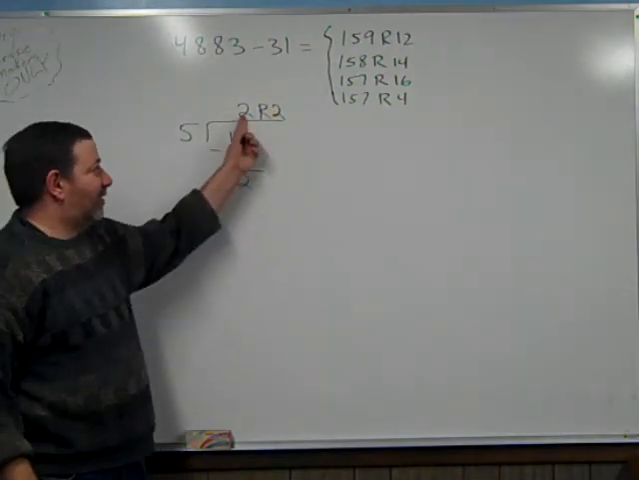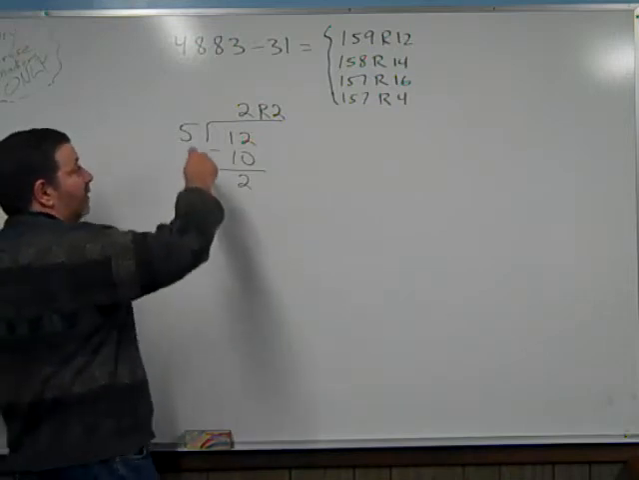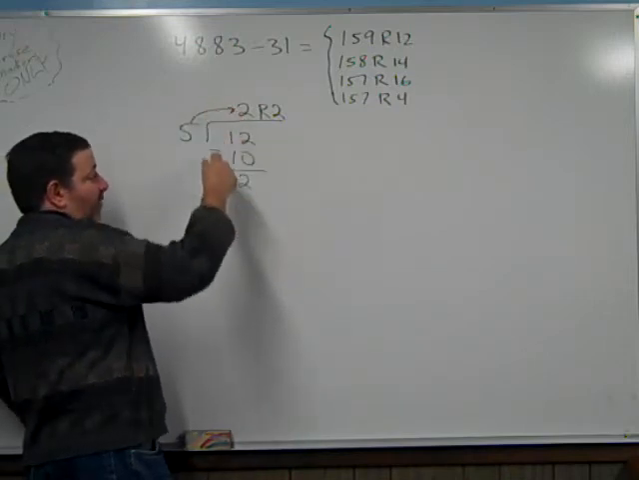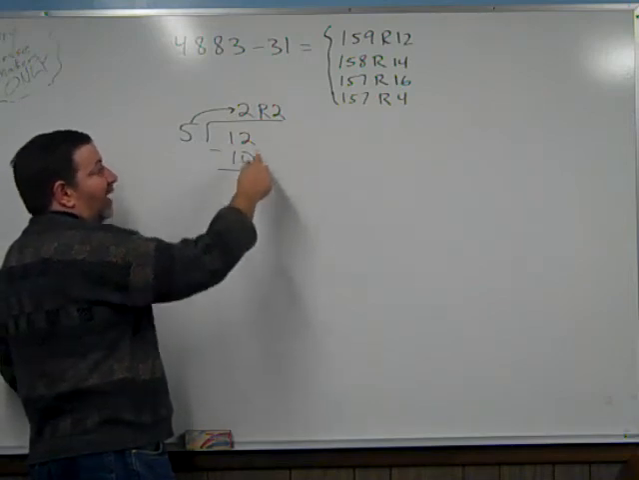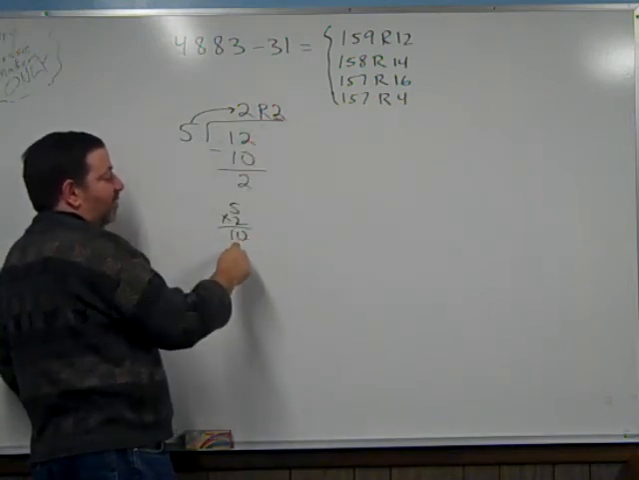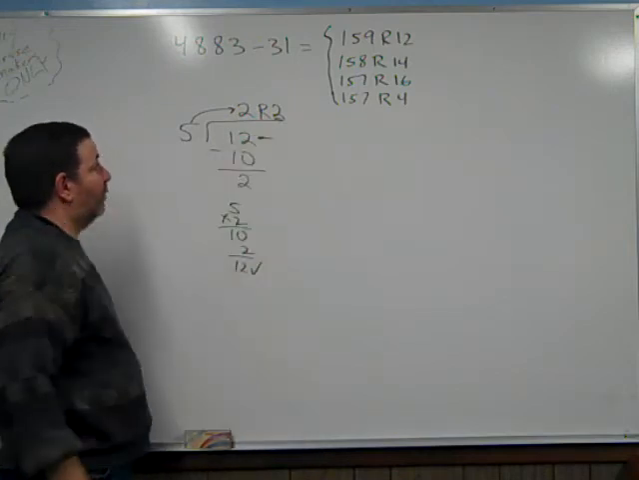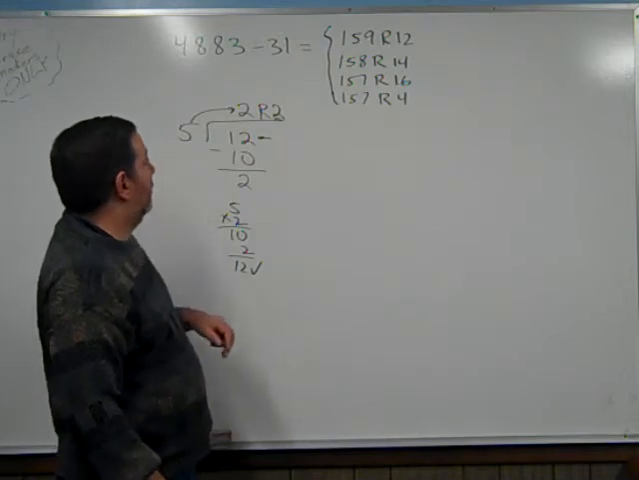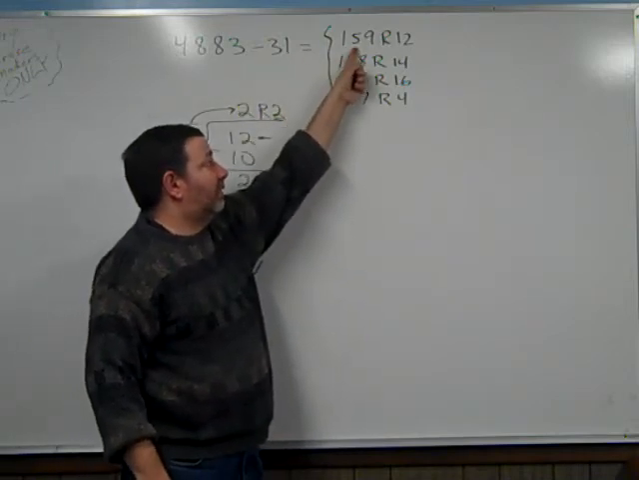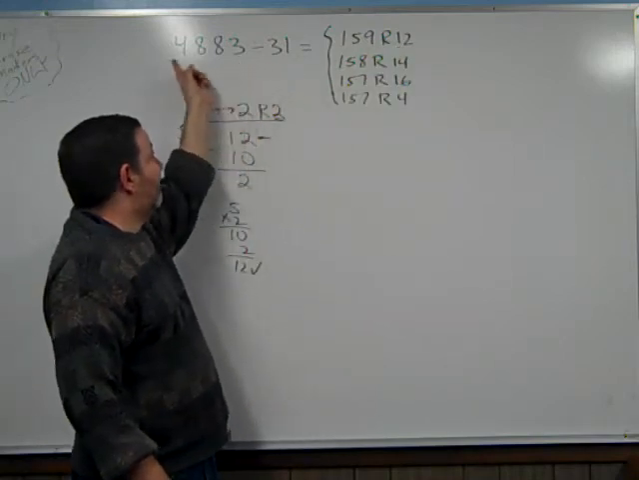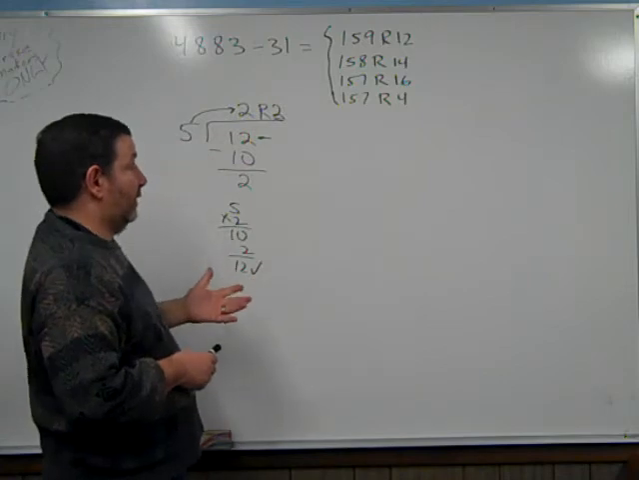I didn't mean for both of these to be the same. Now, how do you check to see if you're right? You multiply 5 times 2. You get 10, and then you add the remainder. And yep, we got 12. Here, you multiply 31 by this number, and then you add 12, and you see if you get 4883. That's one way of doing it.